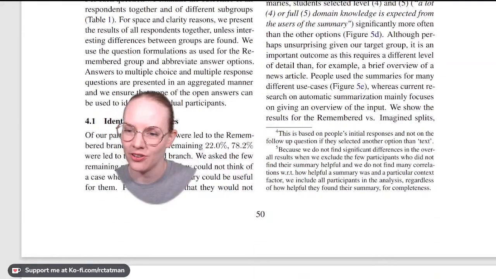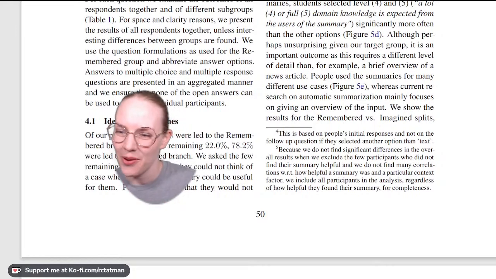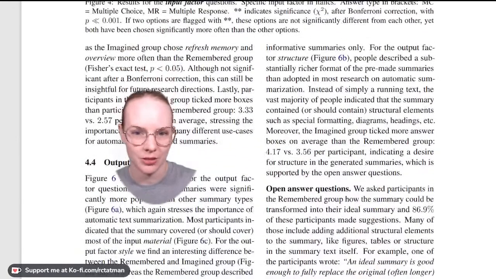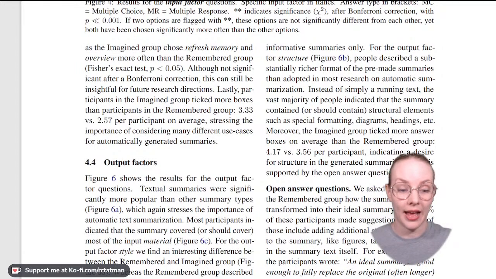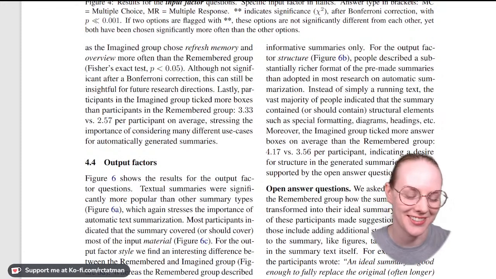People use the summaries for many different use cases, whereas current research on automatic summarization mainly focuses on giving an overview of the input. Looks like a mismatch. We show the results for the remembered versus imagined splits, as the imagined group chose refresh memory and overview more often than the remembered group. Interesting. Oh, they are doing statistics. Okay, so for people who are actually using summaries, they are less often using it for refreshing their memory or overviewing it than people who are just imagining using summaries. That is interesting. Although not significant after a Bonferroni correction. Well, okay, you can't report it then. This can still be insightful for future research directions.